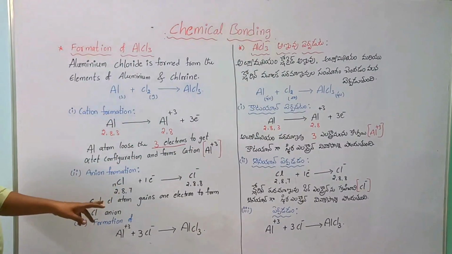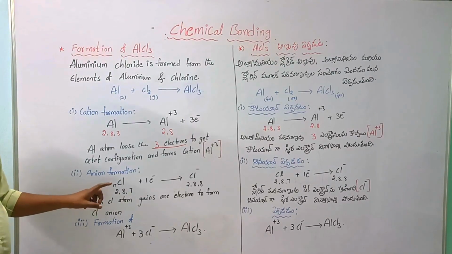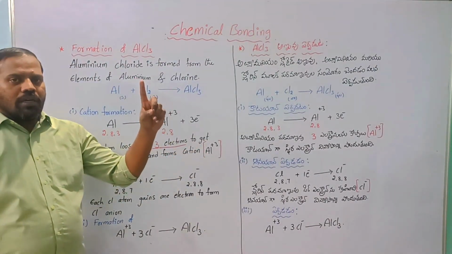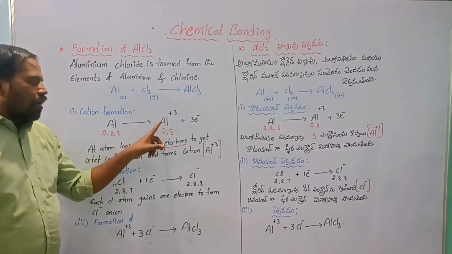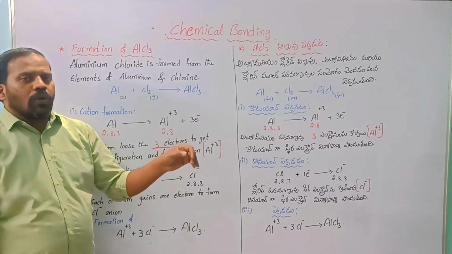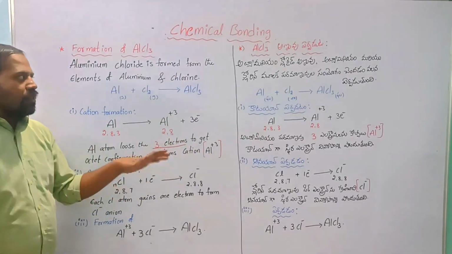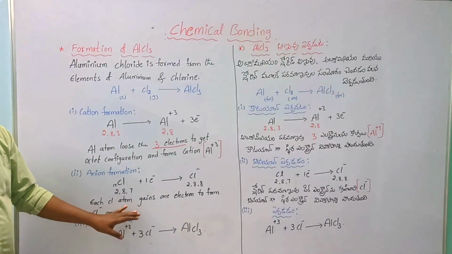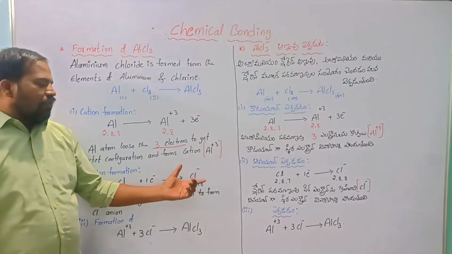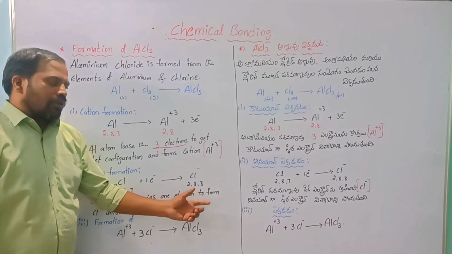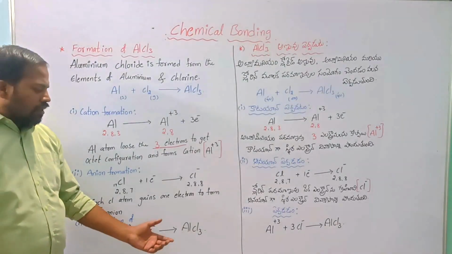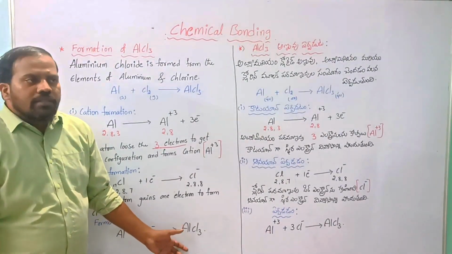Next, what is the anion here? Chlorine. A chlorine atom requires 1 electron, so it gains 1 electron from the aluminium atom. But here aluminium loses 3 electrons, so 3 chlorine atoms can participate in the formation of AlCl3. Each chlorine atom gains 1 electron and forms the Cl- ion. Then Al+3 and 3 chlorine ions form AlCl3.